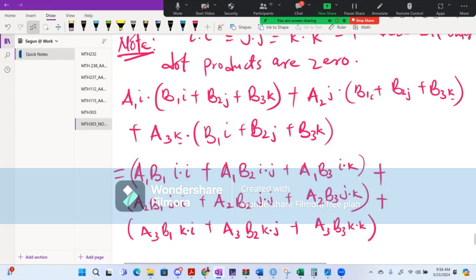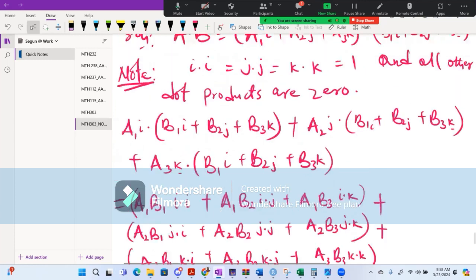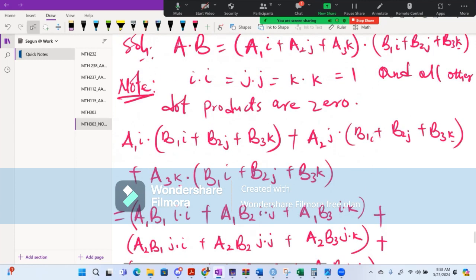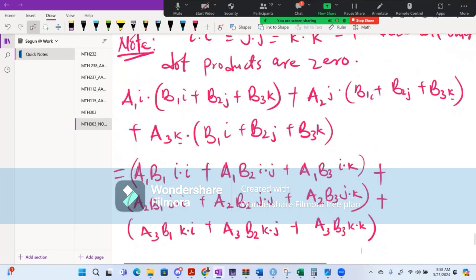Now, we have all these. You and I know the law: I dot I equals J dot J equals K dot K equals 1, and any other cross product is 0. Without wasting much of your time, we only need that law. So I know this turns to 0, this turns to 0. You agree with me? Then this turns to 0, and this turns to 0.